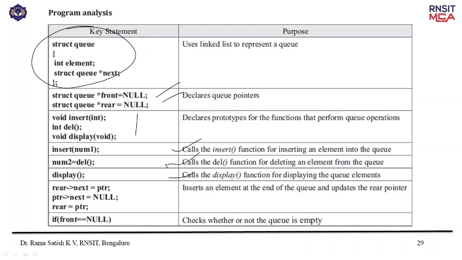And of course, during insertion, what happens? This is the condition. Rear will move to the next cell, and the pointer's next is equal to null. Rear is moved to the pointer. So this is a known step. And finally, if front is equal to null, it indicates that the queue is empty. So this is the program analysis.